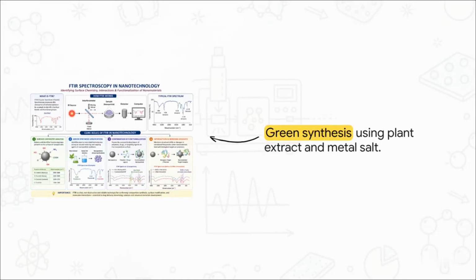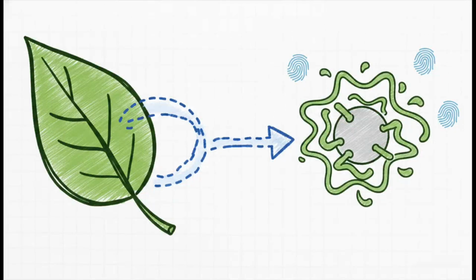Instead of relying on harsh, toxic chemicals to build nanoparticles, scientists are doing something amazing. They're combining simple plant extracts with metal salt solutions to create green synthesized nanoparticles. It is a massive, eco-friendly game-changer for materials science. But here's the catch. How do you actually prove your plant-based method worked? That's role 2, green synthesis verification.